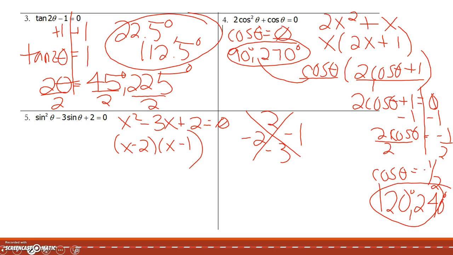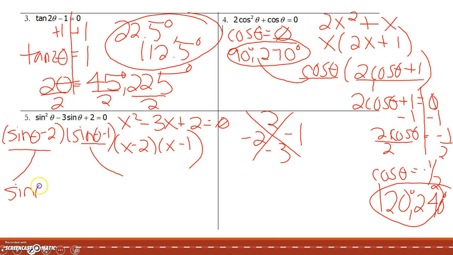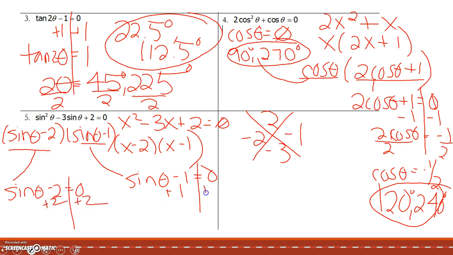I can sub these signs back in for x's. So I have sine theta minus 2 and sine theta minus 1. So I take both of these and I set them both equal to 0. And I solve both of them. So I would add over the 2 on this one and add over the 1 on this one. So I have sine theta equaling 2 and sine theta equaling 1.